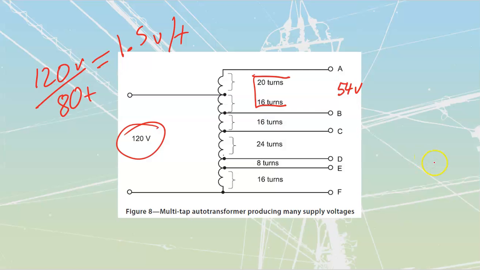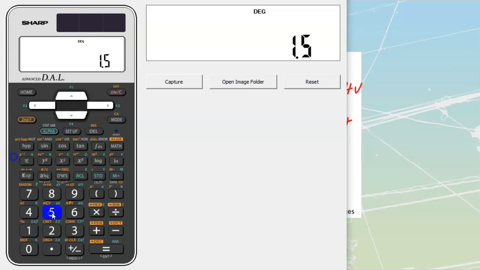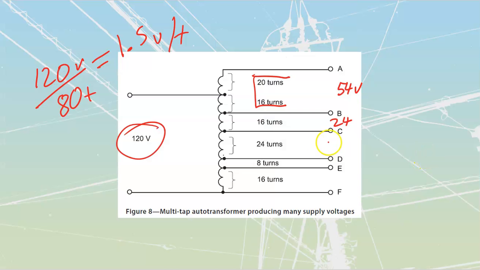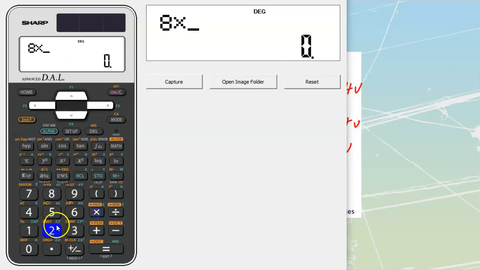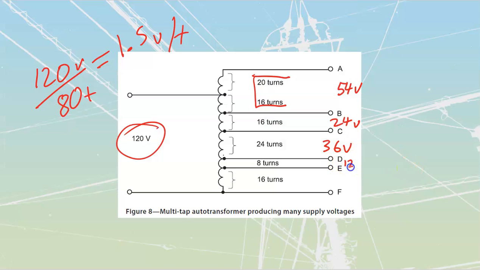Gets me to a value of 24 volts. Over here, I've got 24 turns. 1.5 times 24 is equal to 36 volts. And then over here, we got 8 volts. 8 times 1.5 is equal to 12. And then over here we got 16, and we calculated a 16 turn before. That was also going to be 24 volts.